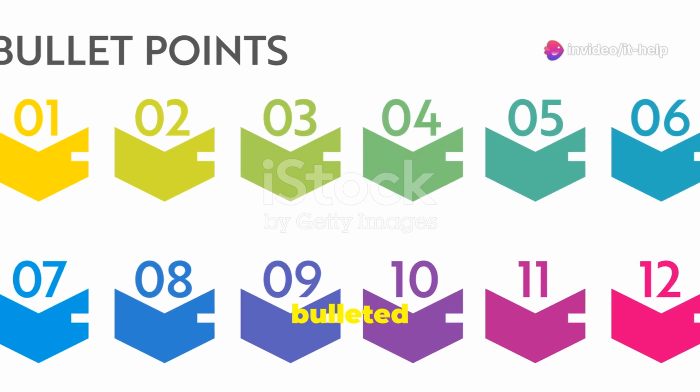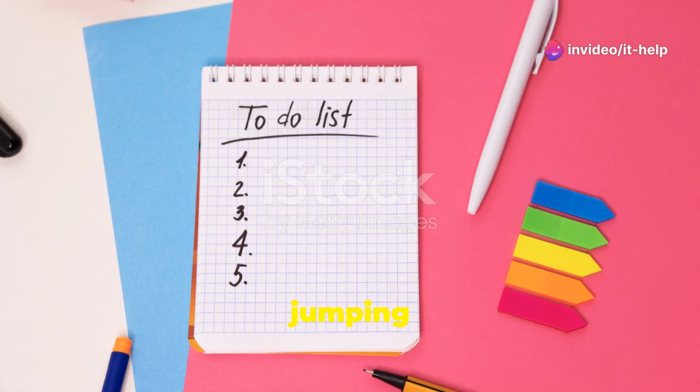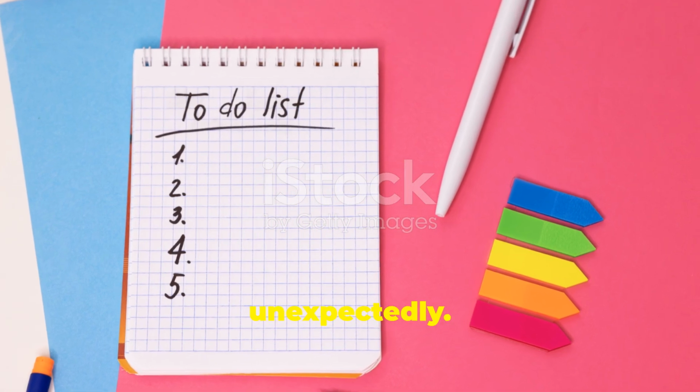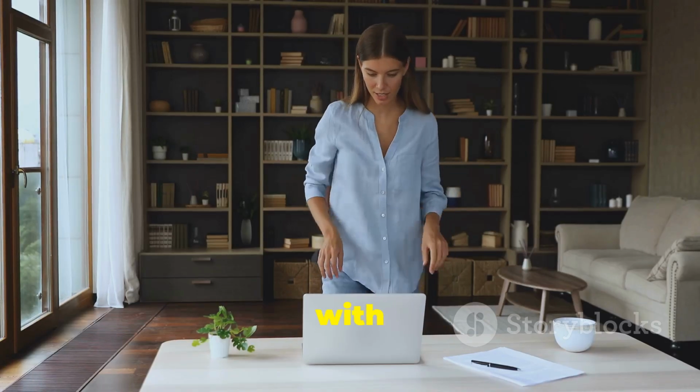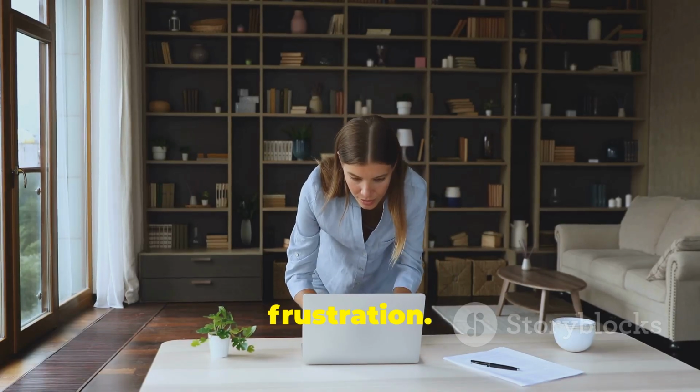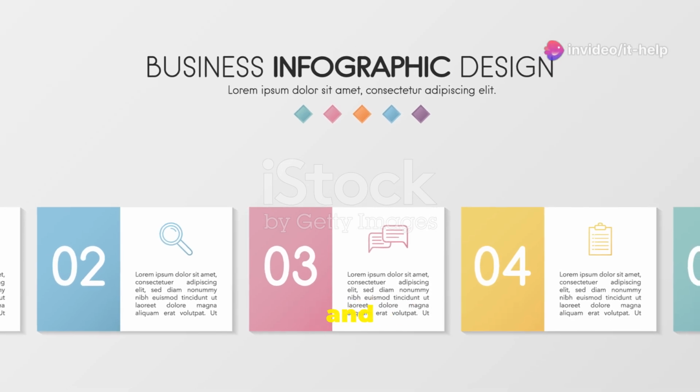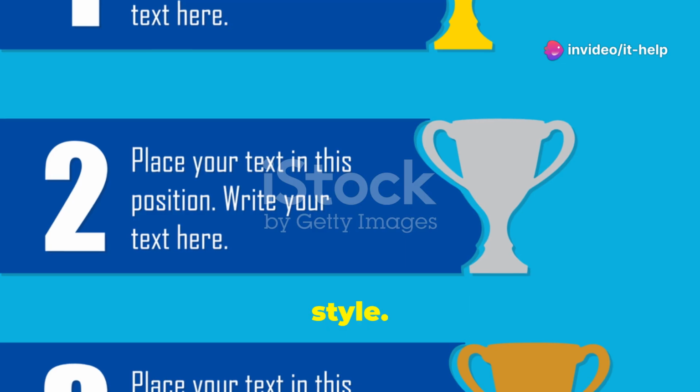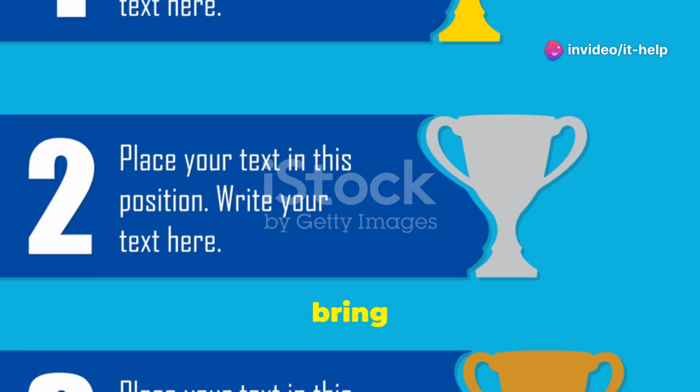Your numbered or bulleted lists are behaving erratically, jumping around or changing styles unexpectedly. Word can be finicky with lists, often causing frustration. Try selecting the entire list and reapplying the numbering or bullet style. This can often resolve the issue and bring order back to your document.